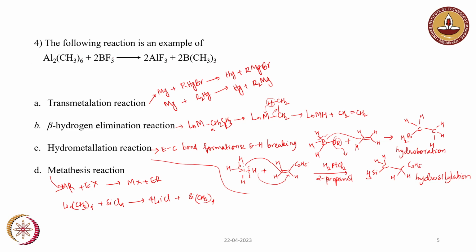So a halide reacting with the organometallic compound giving metal halide and ER thrice. So it's an example of metathesis reaction. The ligands are exchanged. So CH3 is exchanged with boron and F3 is given to aluminum, forming AlF3 and B(CH3) thrice. So it's a metathesis reaction.